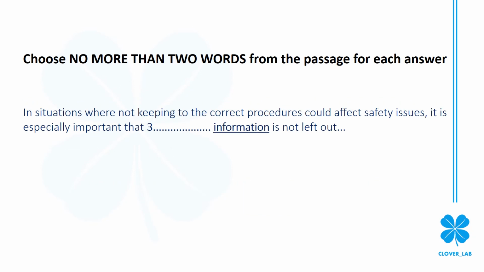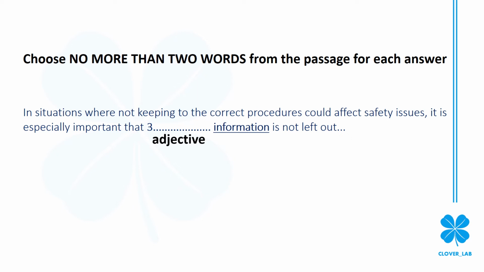Alright, what's next? On reading the summary sentence containing the third missing word, we can see that it comes before a noun, and it's going to be an adjective describing the noun information. So here's the sentence. In situations where not keeping to the correct procedures could affect safety issues, it is especially important that blah blah blah, the space, right? Information is not left out.